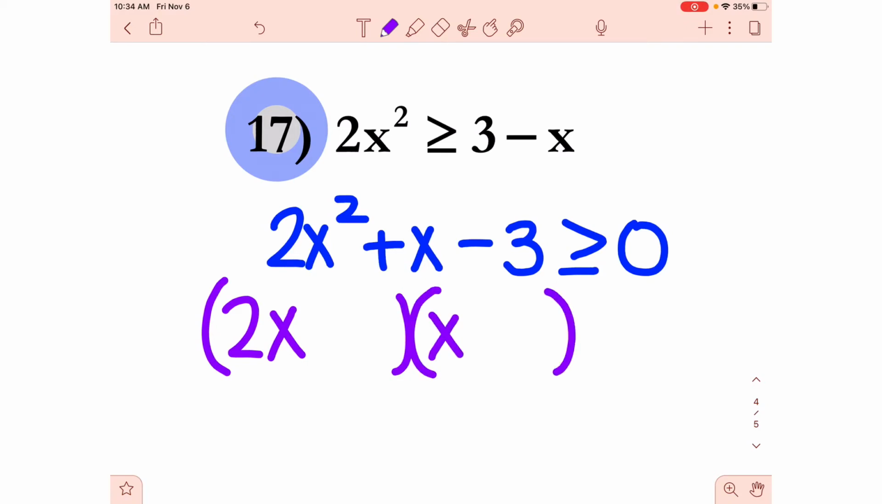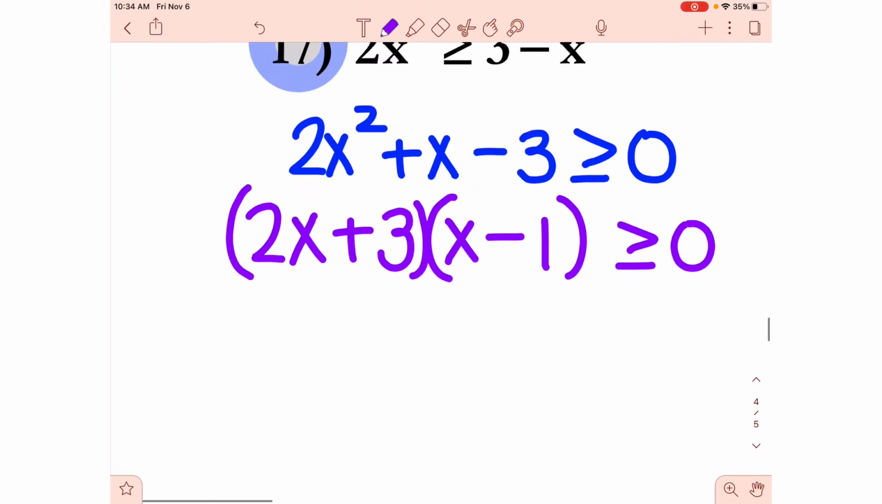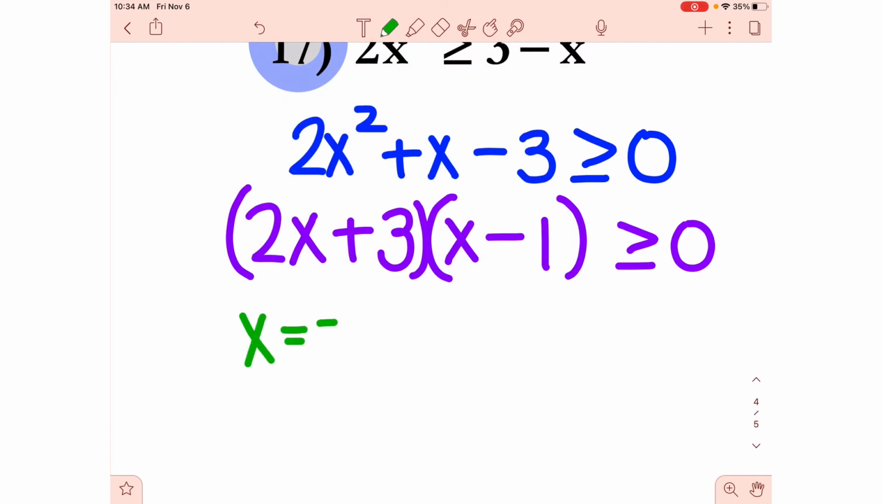2x and x. So let's see, it'll be plus 3 minus 1 greater than or equal to 0. Let me double check my work. 3x minus 2x is 1x, so I did it right. All right, this gives me two critical values. My critical values are going to be negative 3 over 2 and positive 1.